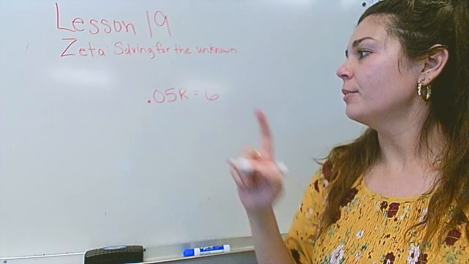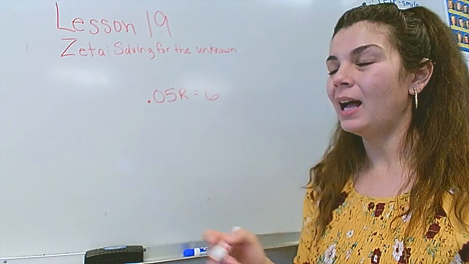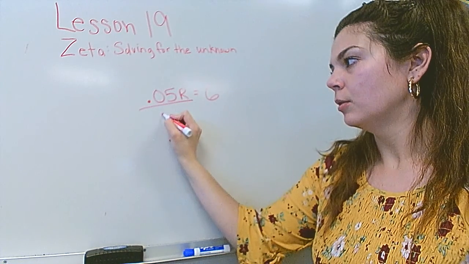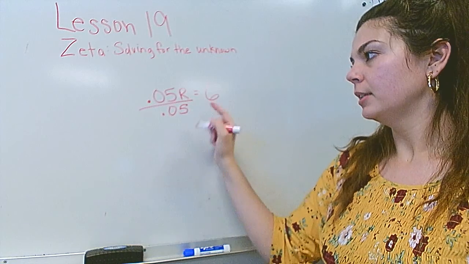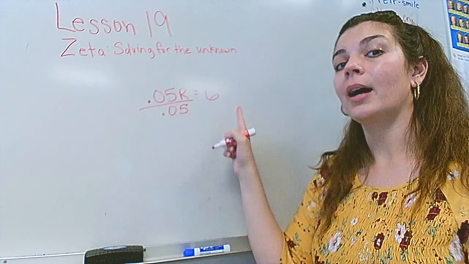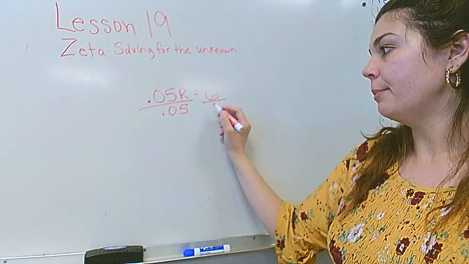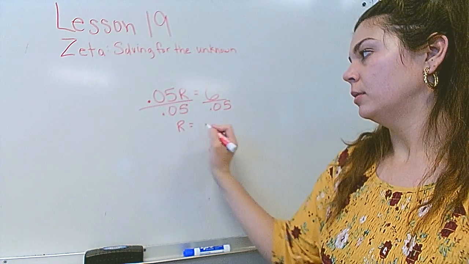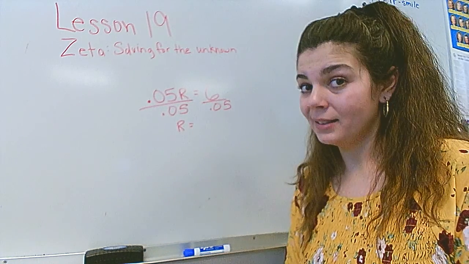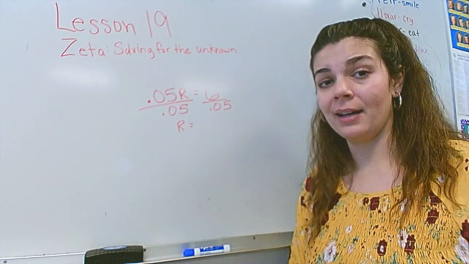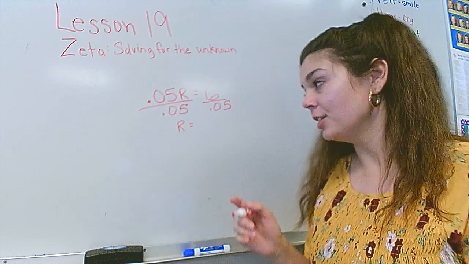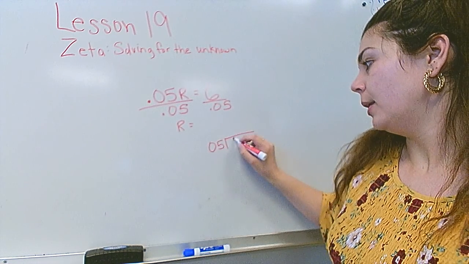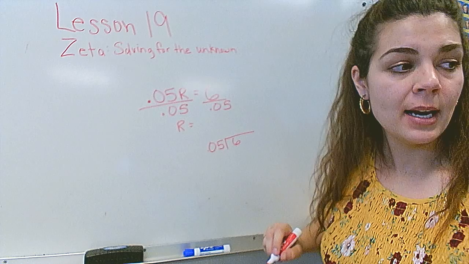Alright? So if I need to get r on its own, I need to divide by what it's connected to, 0.05. If I do it to one side, I do it to the other. Divide by 0.05. Alright? So I can't have that. 6 divided by 0.05 like that. So I have to do my division. Okay? 0.05 divided into 6. Alright?